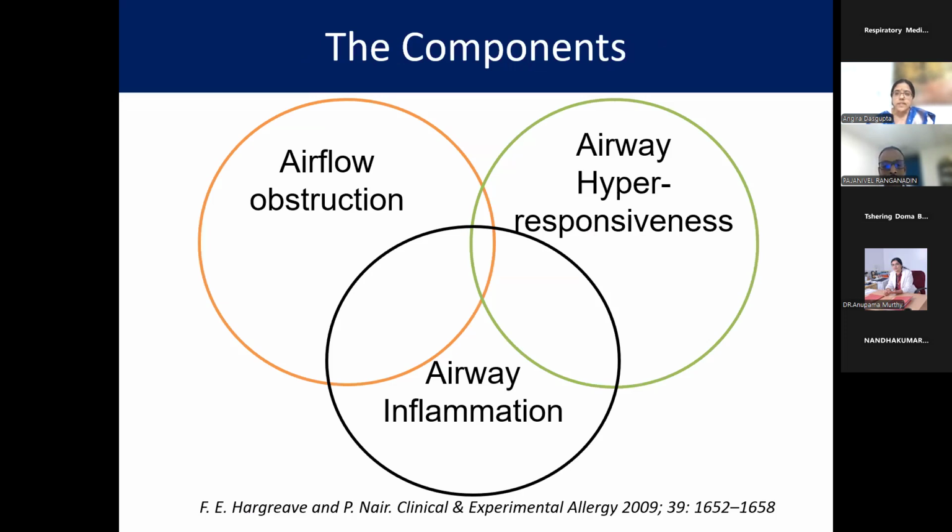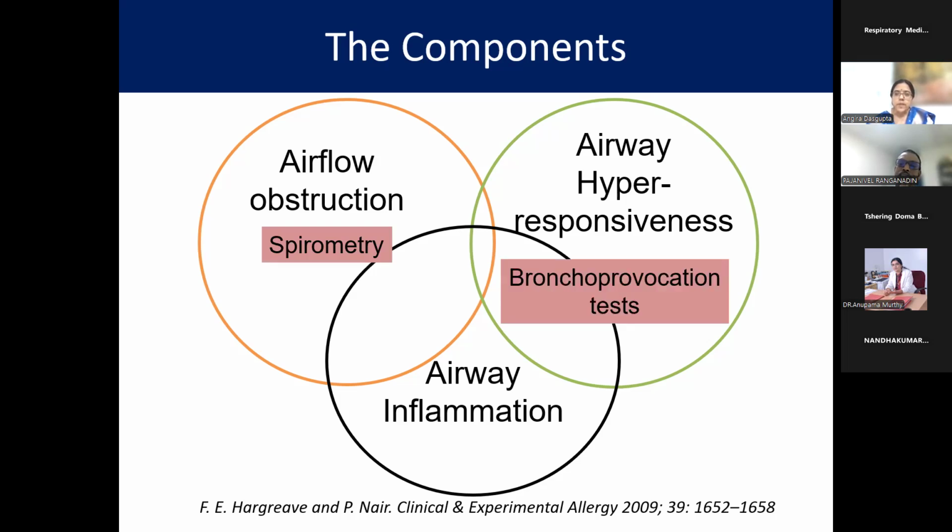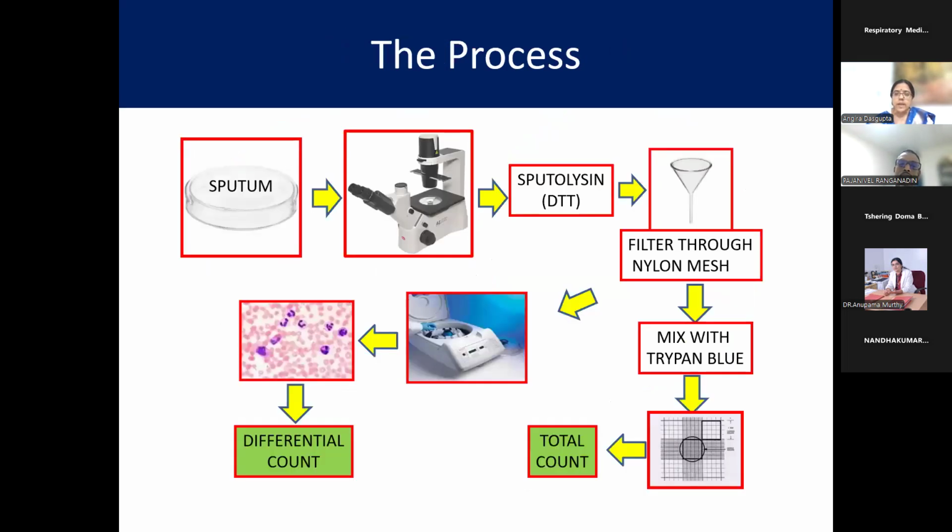So this man defined obstructive airway diseases, or rather airway diseases, into three main components: airflow obstruction, airway hyperresponsiveness, and airway inflammation. And he has taught us how to measure each one of these components and tease out which one is the most important amongst them and treat that particular component like it should be. Airflow obstruction is diagnosed by spirometry, airway hyperresponsiveness by bronchoprovocation tests, and airway inflammation by a procedure called the sputum quantitative assay.